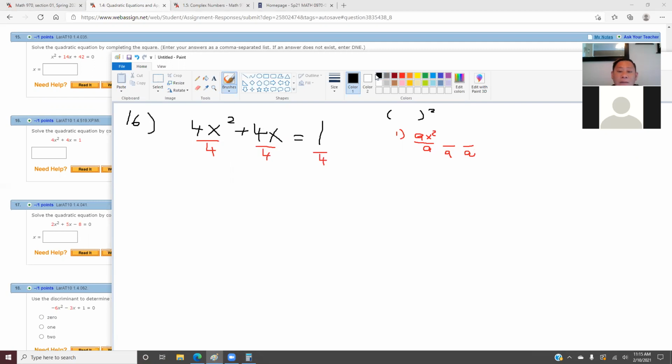So they all will cancel out. So what you're left with in this case is x squared plus x equals 1/4. So this is your first step: you have to get rid of your a. The second step is to isolate.